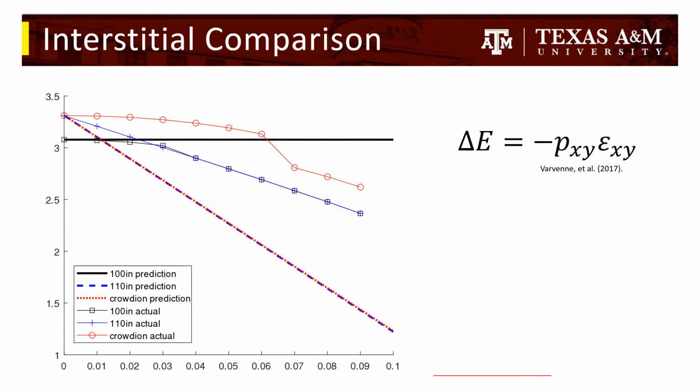This graph shows the predicted values of the interstitials as straight lines and the actual data in markers. The equation on the right shows how the theorized energy change was calculated, including both of the p-tensors, as you can see in here, as well as the calculated strain, as you can see here in Einstein notation. As can be seen by the graph, there is a discrepancy as the strain increases, which should be due to structure changes in our atomistic simulation.